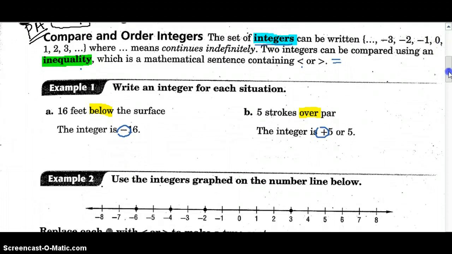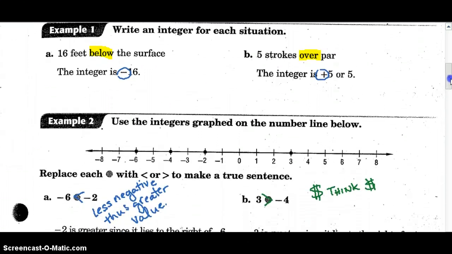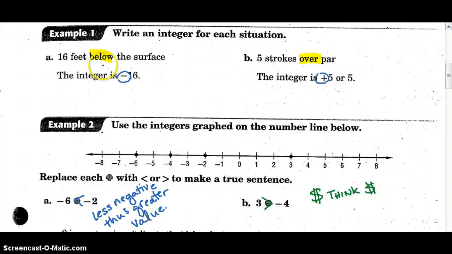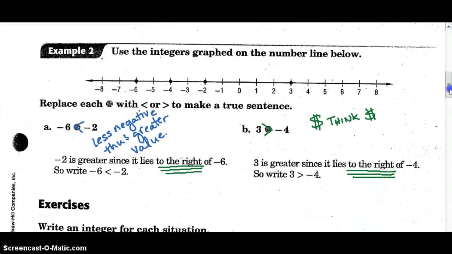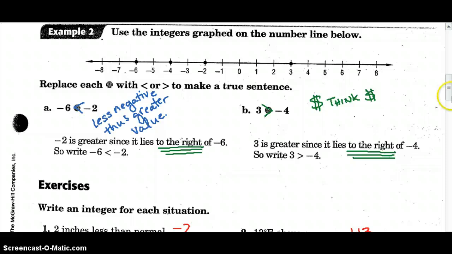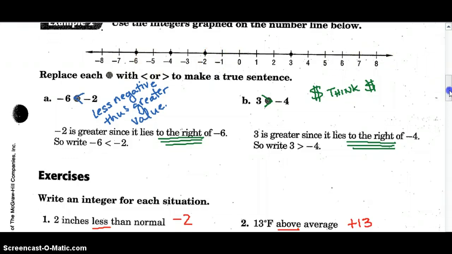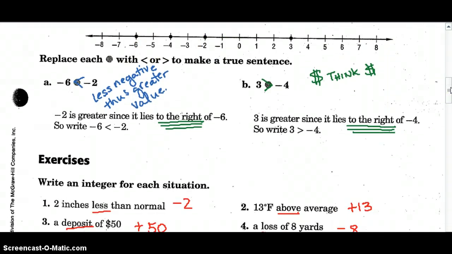So as we dive into Chapter 2, we're going to review and make sure that you can recognize those words that would indicate a negative. So if it's 16 feet below the surface, it's a negative 16, or over par means you add 5 or a positive 5. Alright, we're going to do a lot with number lines during these first few sections, just to help you think about integers and how they work. This next example problem is asking us to replace the dot with greater than or less than.